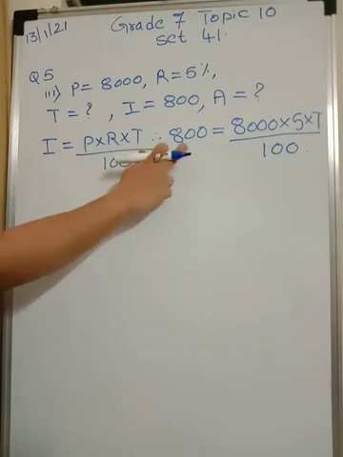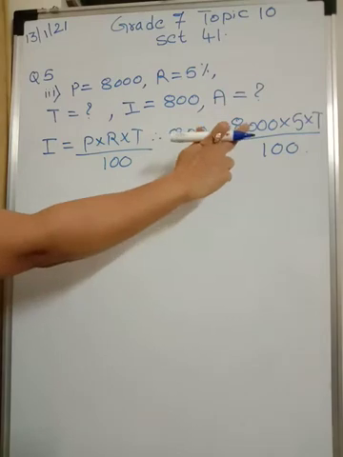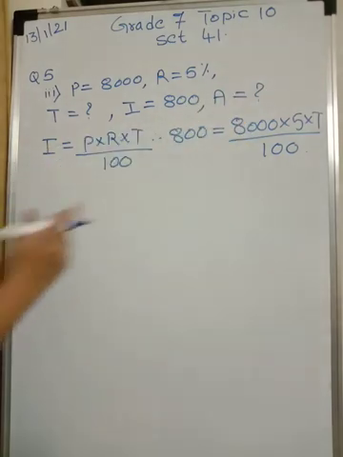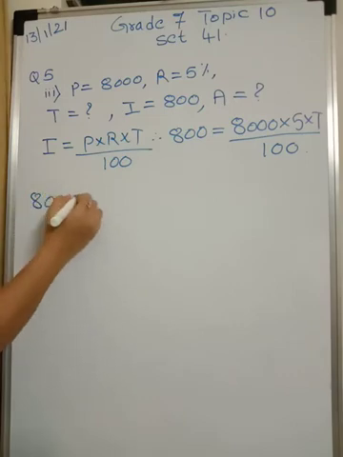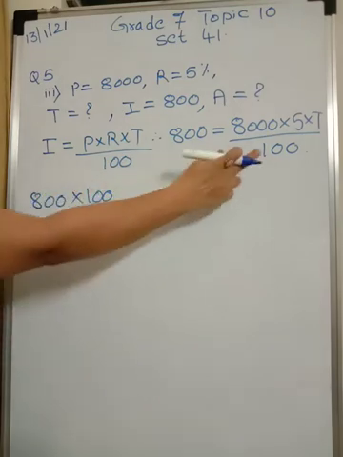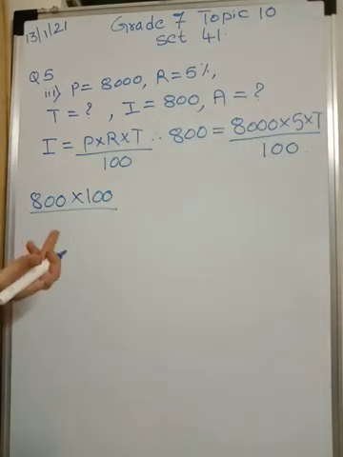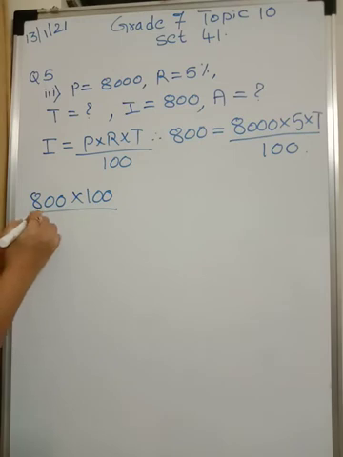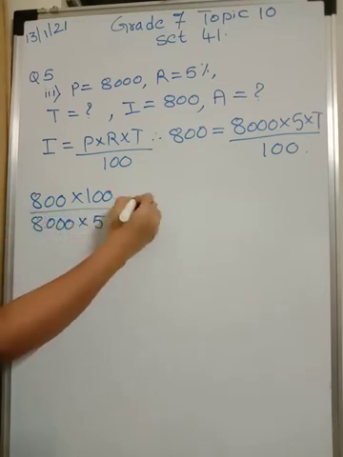I value is given, so substitute, which is equal to P value substitute, R value substitute, T as it is upon 100. Now I want to find T, I will shift all others. So it will be 800 into 100. This is in division, here it will go in multiplication. This is in multiplication. If you just shift it from right hand side to left hand side, it will go in denominator. So it will be 8000 into 5, which will be equal to T.